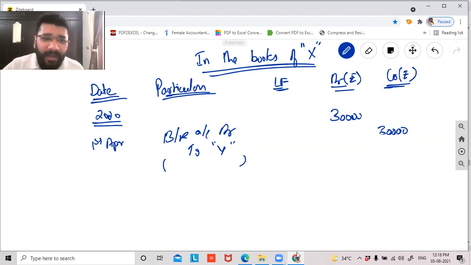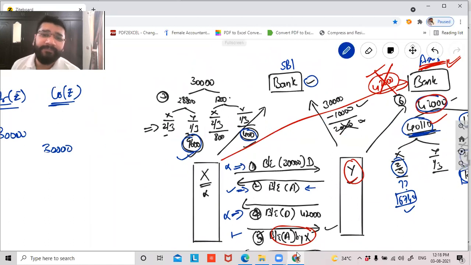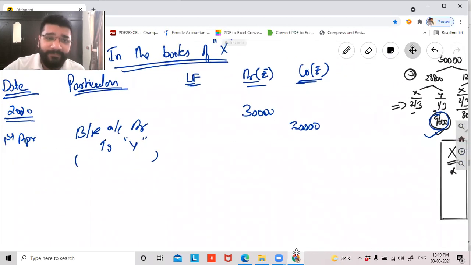Next, after the bill has been accepted, what is the next event, guys? Look at the diagram and tell me what is the next event. What is X doing immediately after that? Discounting. Super. What is the entry for discounting?